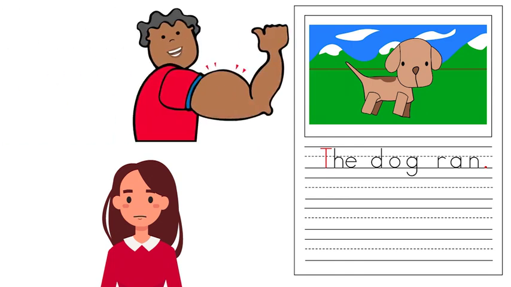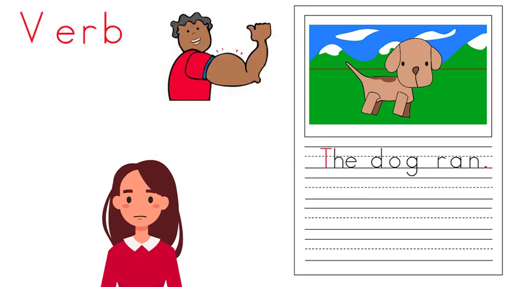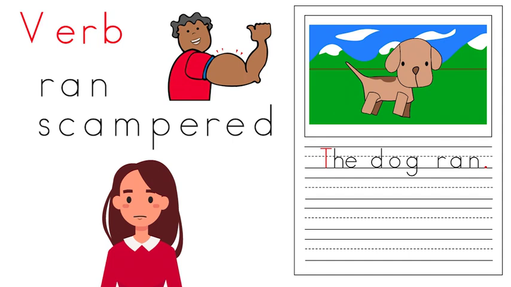But we know actions are powerful words. Let's choose a verb, an action word, that matches the exact action of the dog. Which one matches best? The dog ran. The dog scampered. Ran matches, but scampered matches best. Scampered means quick, light steps, most especially if you are excited. Let's use scampered in our sentence because it matches the action best.